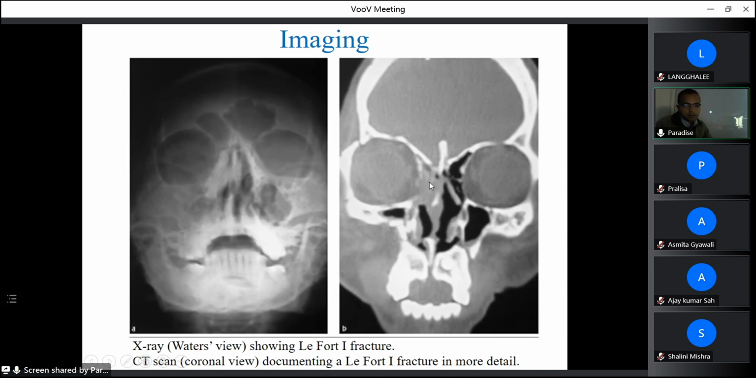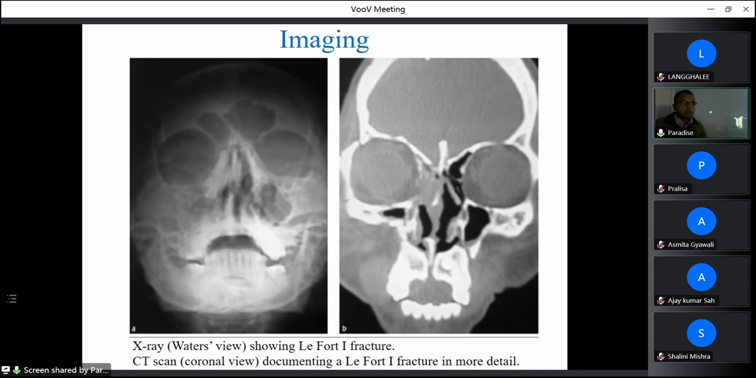Now, in this condition, you have to address the medial wall fracture as well as the ZM buttress, as well as the Le Fort 1 fracture, as well as the mid-palatal split. So in the mid-face, in case of road traffic accident or severe trauma, you'll find there is comminuted fracture and many bones are fractured simultaneously.